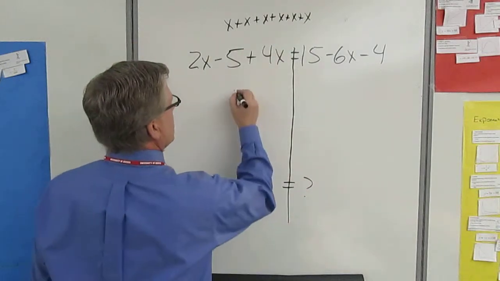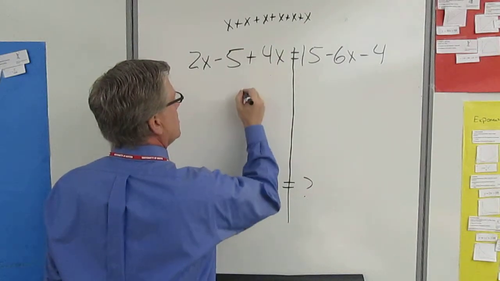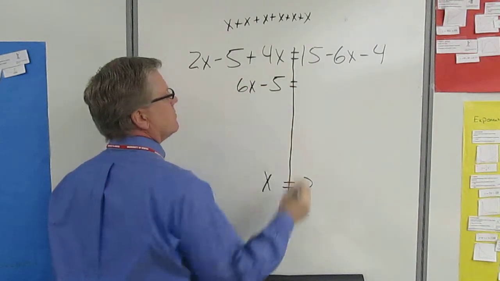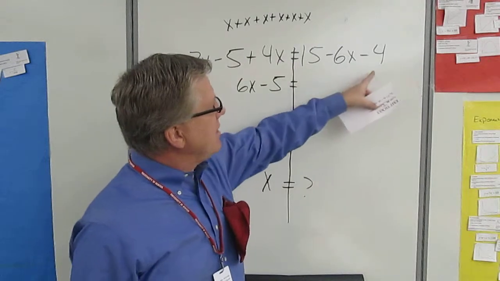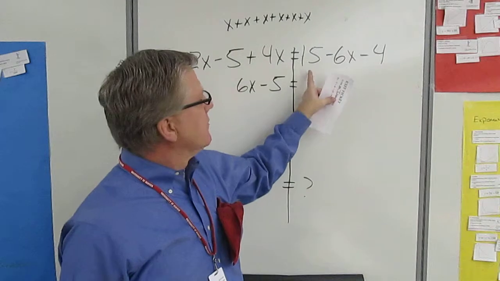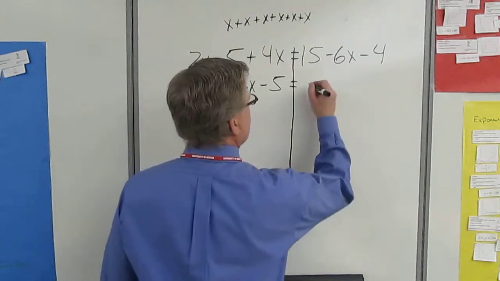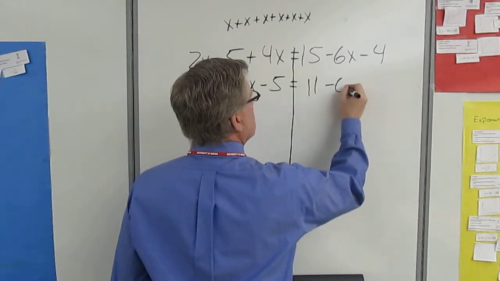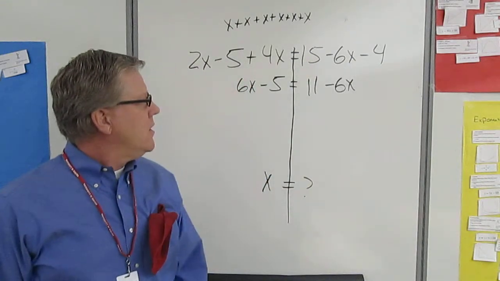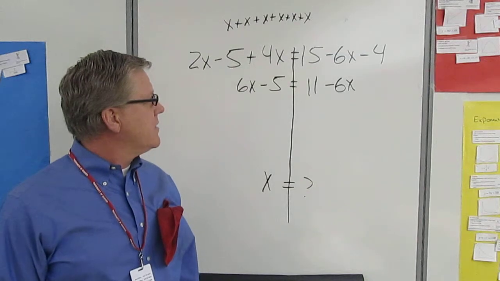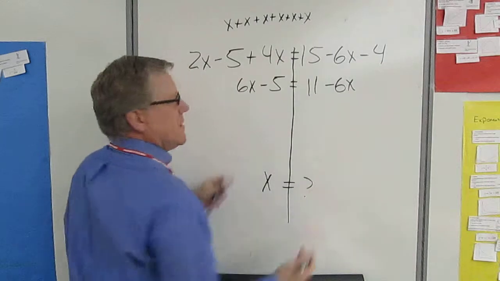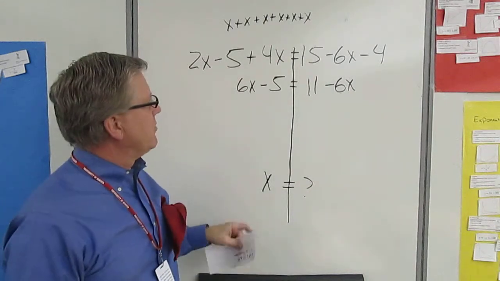Okay? So we can go 6x, we combine these two, 6x minus 5 equals, over here it's simple, 15 minus 4. We'll leave the negative 6x because we can't combine that with anything. So 15 minus 4 is going to give us 11 and minus 6x, okay? So now we just simplified. Look at how big this was, and now it's like this. It's much easier to work with. It's going to be really simple from here.